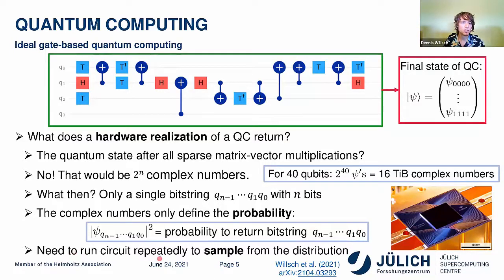We need to run the circuit repeatedly. So we do it several times, also like what Google did in their quantum supremacy experiment. You run the circuit many times, and from all the bit strings that you get out, you might be able to get some information on these complex numbers. And the goal is, of course, to write a quantum circuit that, with all these bit strings, gives some information about the problem that you want to solve. Because these complex numbers describe the state, but you cannot really access them if you're running on a real computer.